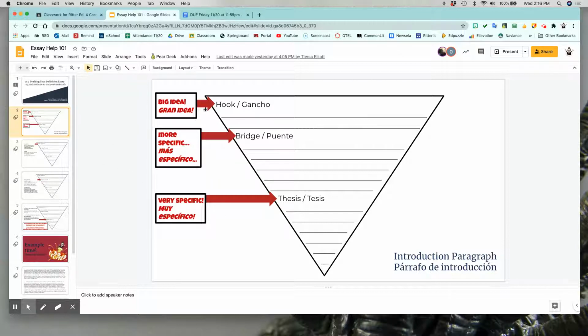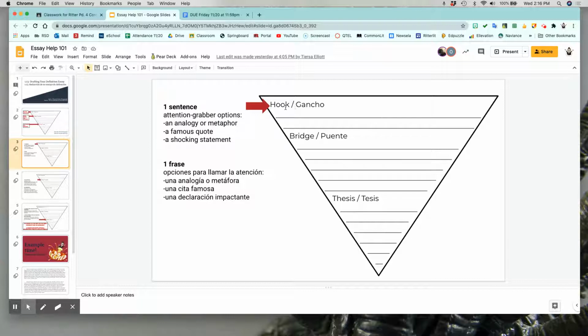So the names for each of these steps are the hook, the bridge, and the thesis. So this first part, the hook, is the first sentence of your essay, and the point is that it grabs the attention of your audience. So there's a list here of a couple of different things that you can try for a hook.